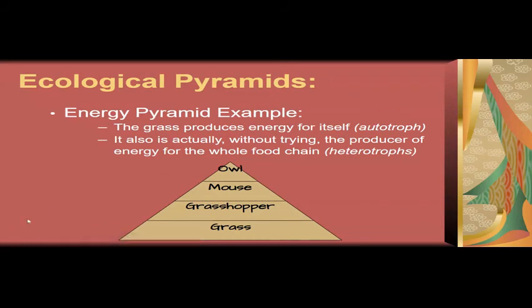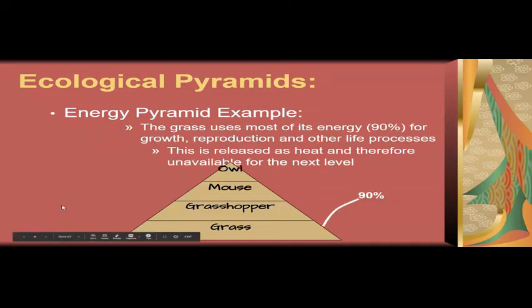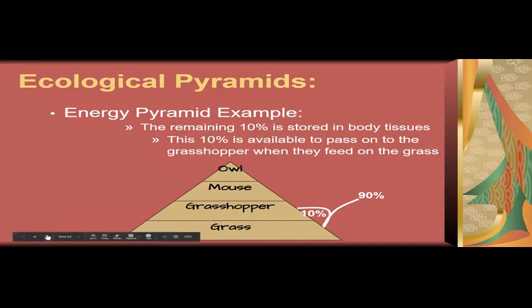The grass produces energy for itself. It's an autotroph. It also is actually, without trying, the producer of energy for the whole food chain, or the heterotrophs. The grass uses most of its energy, 90%, for growth, reproduction, and other life processes. This is released as heat and therefore unavailable for the next level. The remaining 10% is stored in body tissues, and it's this 10% that's available to pass on to the grasshopper when they feed on the grass.